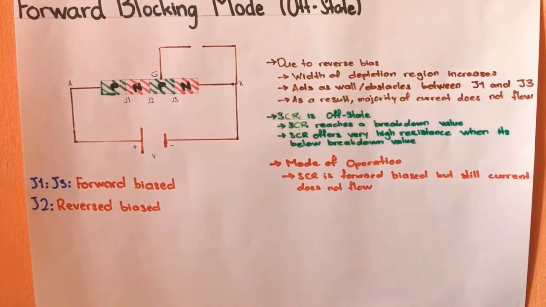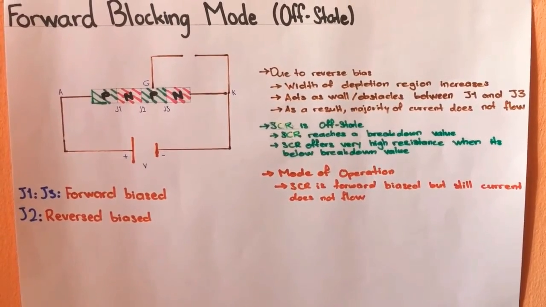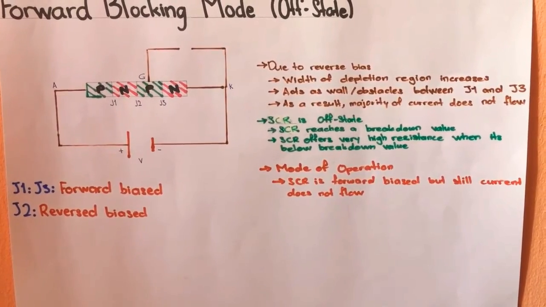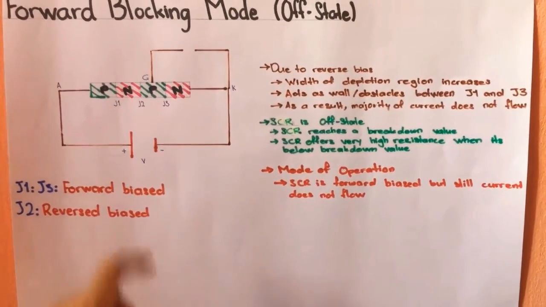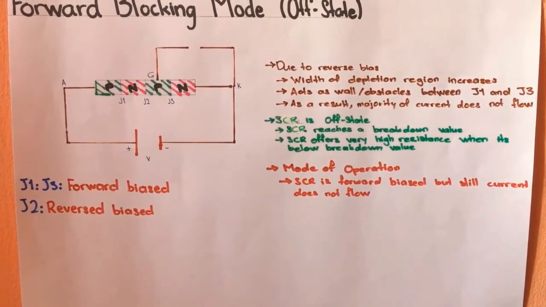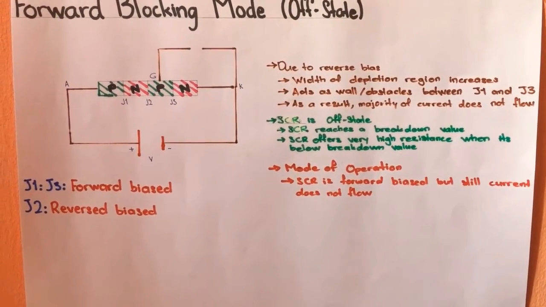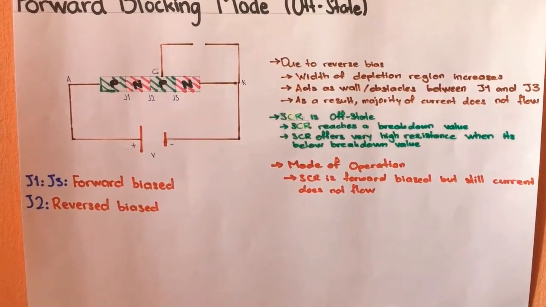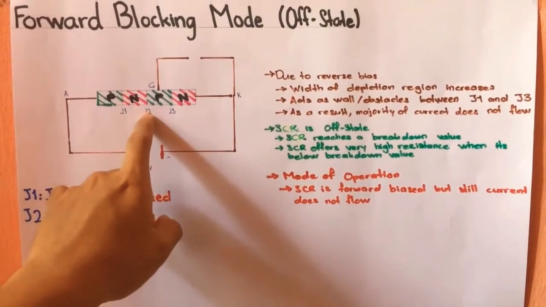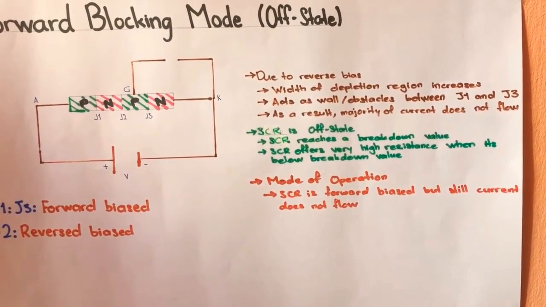The first operation mode is forward blocking mode, the off state. In this mode, the anode is positive, the cathode is negative, and the gate is an open circuit. There are 3 junctions: 1, 2 and 3. Junctions 1 and 3 are forward biased, whereas junction 2 is reverse biased. Because junction 2 is reverse biased, the width of the depletion region increases, which acts as a wall between junctions 1 and 3, and as a result, the majority of current does not flow properly.